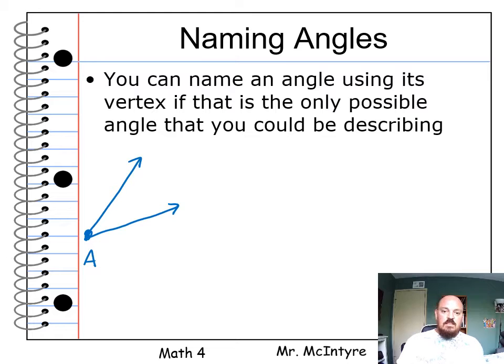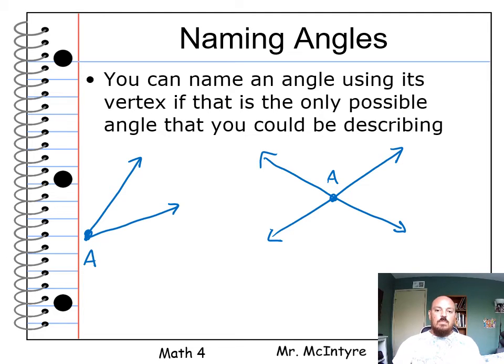However, in this picture right here, let's say we have these two lines crossing. And let's say this point in the middle is called A. See, I can't just say angle A there because you don't know which one I'm talking about. I could be talking about the one on top, or the one on bottom, or the one on the right, or the one on the left. There's 4 different angles, and any single one of them could be called angle A. So you wouldn't know which one I was talking about. So in that case, we need to be more specific.